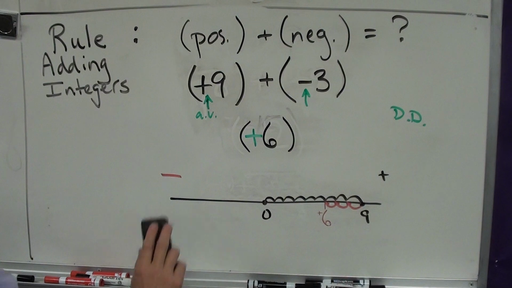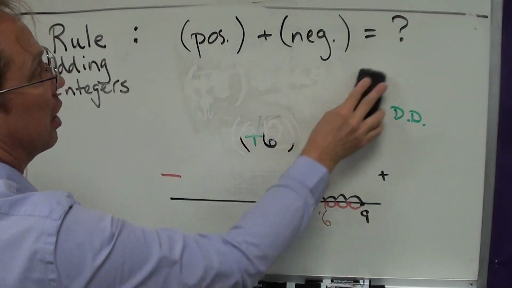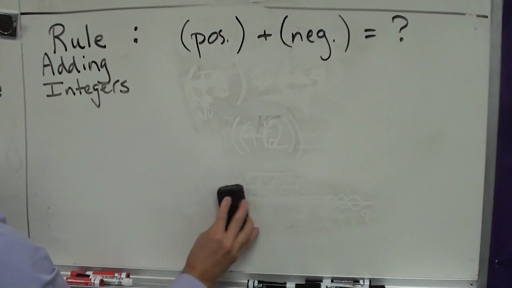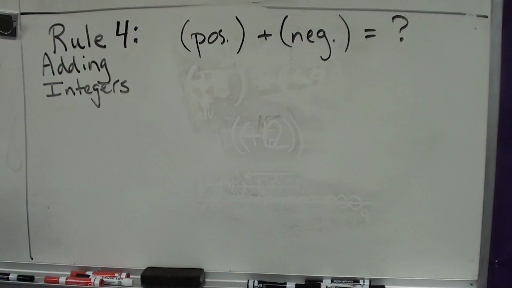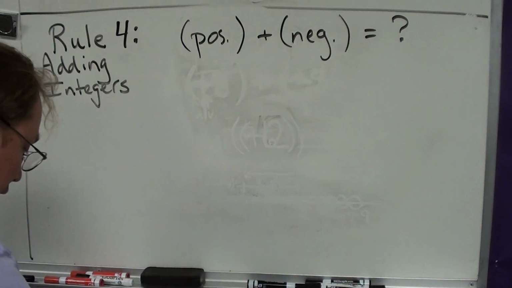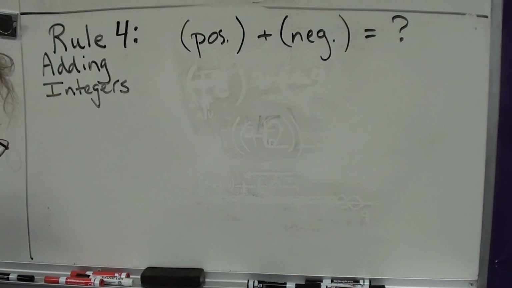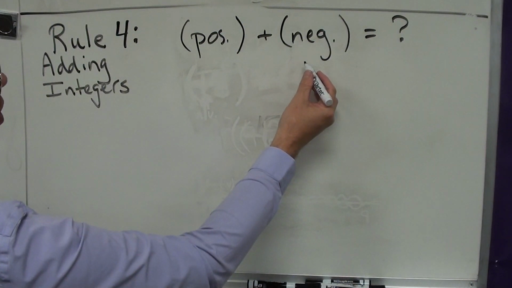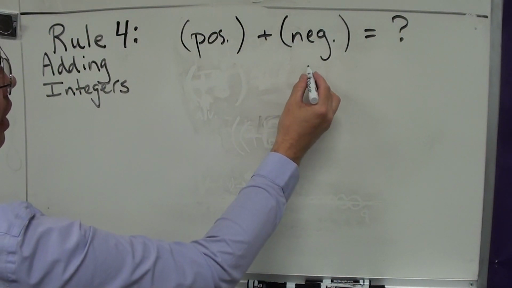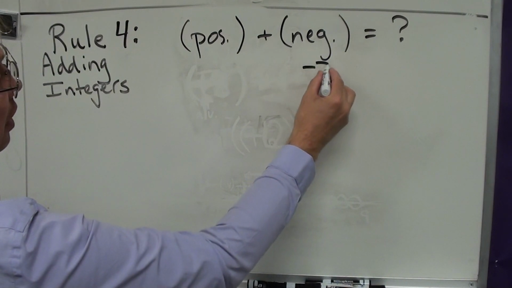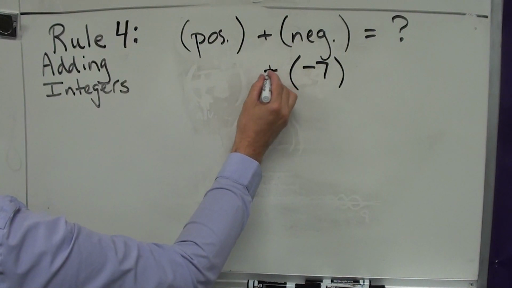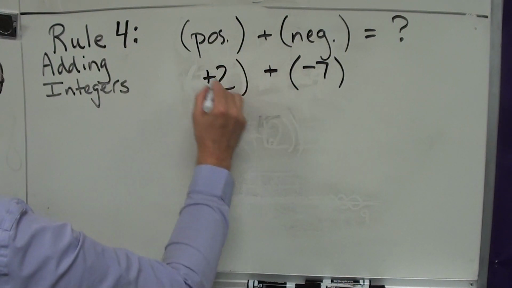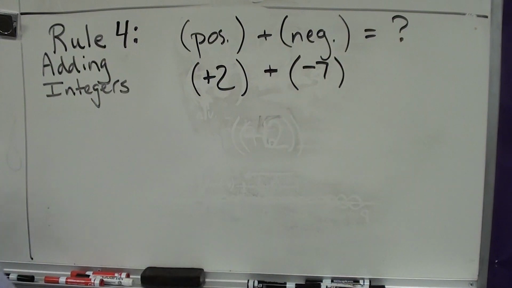Now let's take a look at rule number 4, which is a slightly different situation, but similar in theory. I have a positive and I have a negative number, but in this case, what would have happened if my negative number was larger with the absolute value? For example, negative 7. What if I had the number 2 being added to a negative 7? A 2 plus a negative 7.